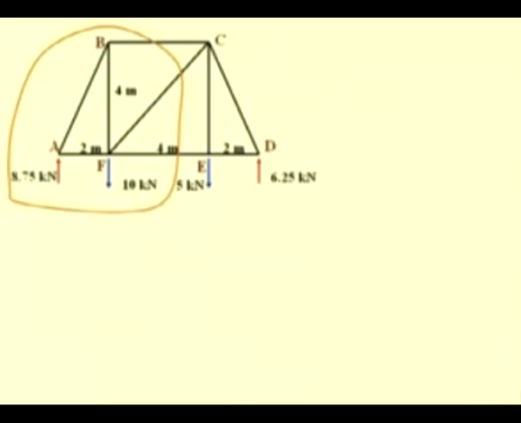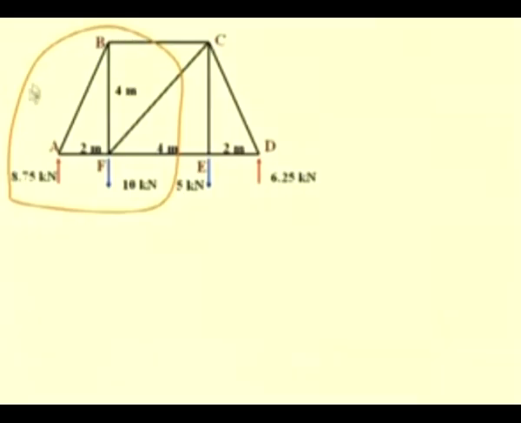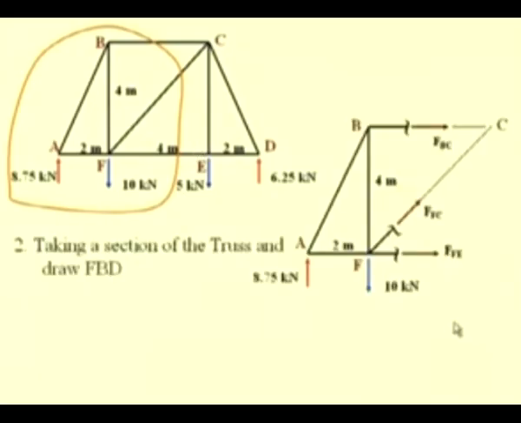Now let us consider this section ABF to determine the forces in the members BC, FC and FE. So this is the section that we are going to consider. Let us create the free body diagram of this section. Since this section passes through BC, FC and FE, the forces in these members have to be included in the free body diagram of the portion of the truss.